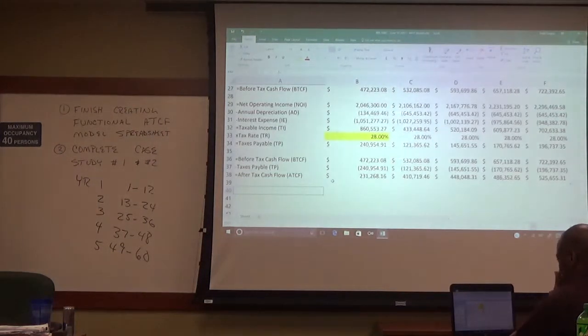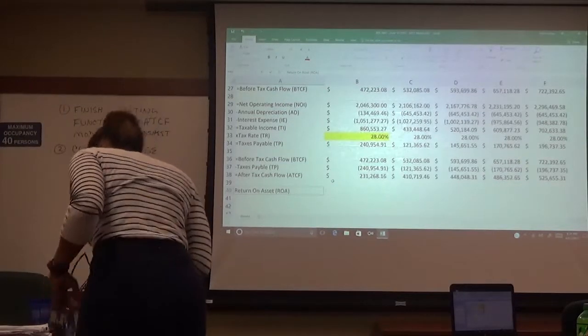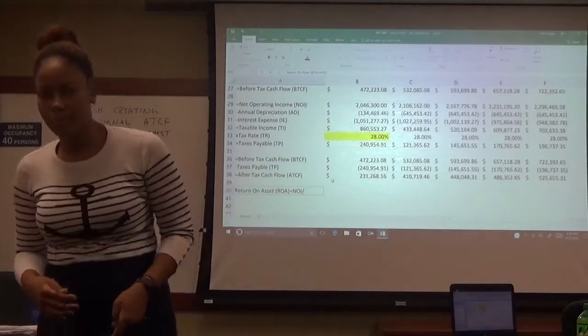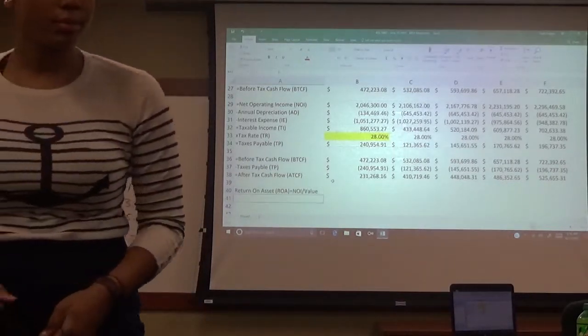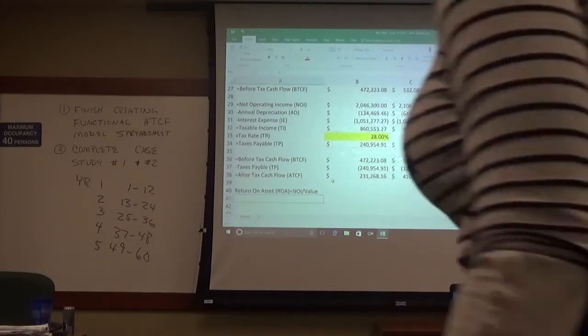So in cell A40, we're simply typing in return on asset, ROA, equals NOI divided by value. I'm going to go ahead and just type these in. Once again, I think you can handle that on your own without any oversight.